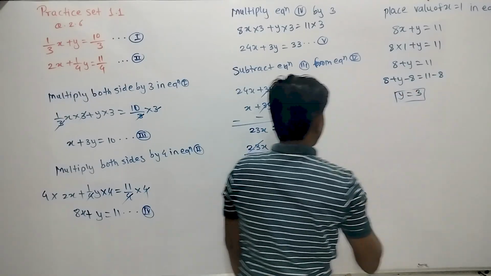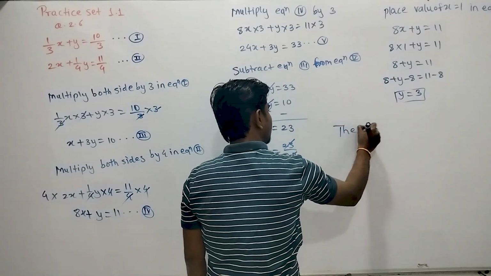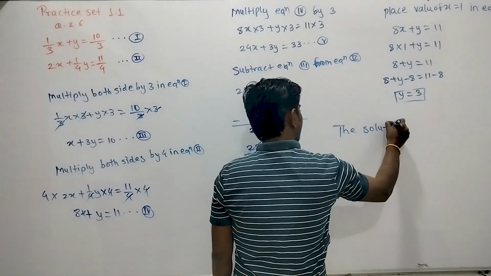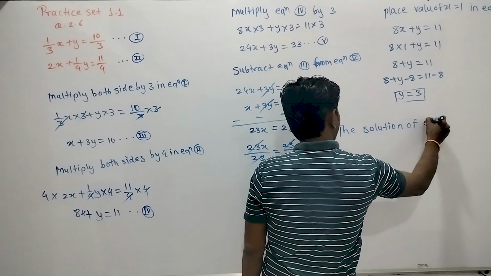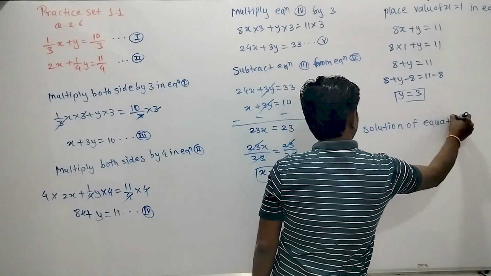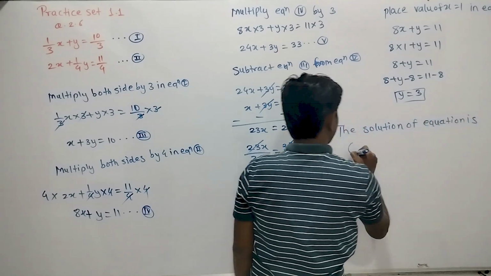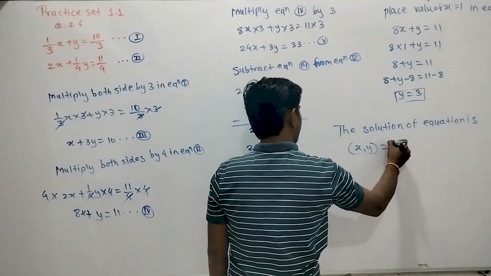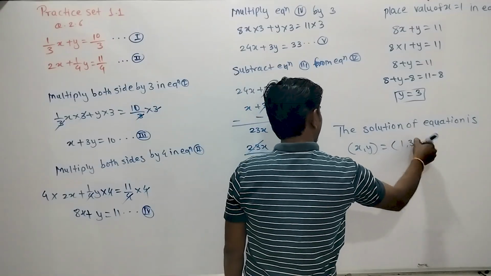3. So our solution is x comma y is equal to 1 comma 3.